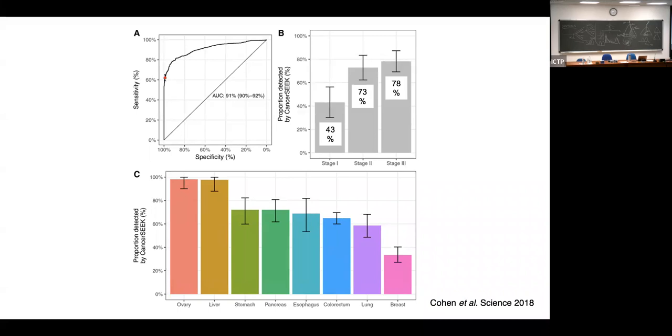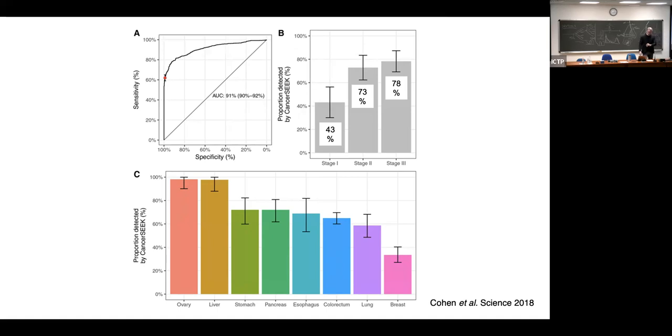Now, this is a case control study. It's not a prospective study. So the performance in a prospective study, where the prevalence of cancer is very, very small, less than 1% of the people of a given age will have cancer, not knowing it, you have to take all of that into account. But this is very exciting, I think.